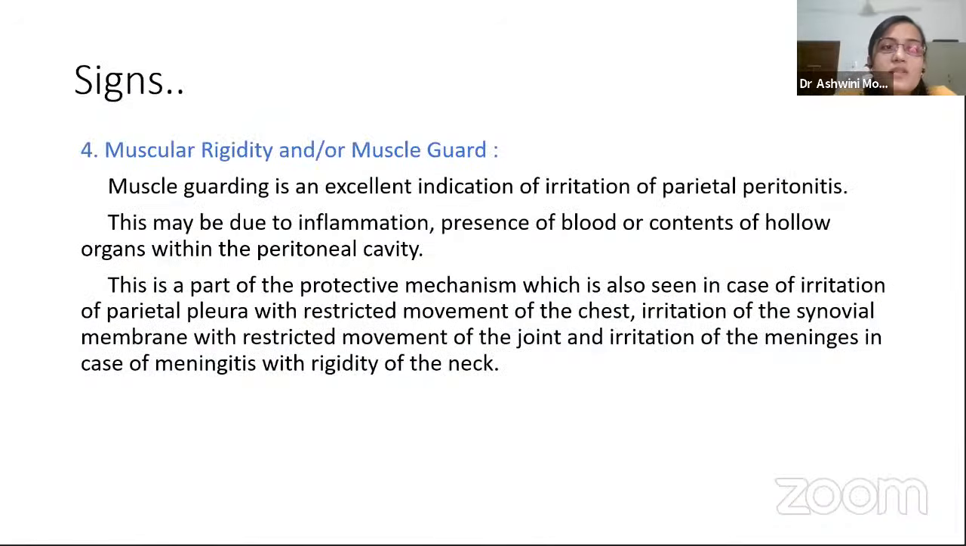The fourth one is muscular rigidity or muscle guard. Muscle guarding is an excellent indication of irritation of the parietal peritoneum. This may be due to inflammation, presence of blood, or contents of hollow organs within the peritoneal cavity. This is part of a protective mechanism which is also seen in irritation of the parietal pleura with restricted movement of the chest, in irritation of the synovial membrane with restricted movement of the joint, and in irritation of the meninges in meningitis with rigidity of the neck.